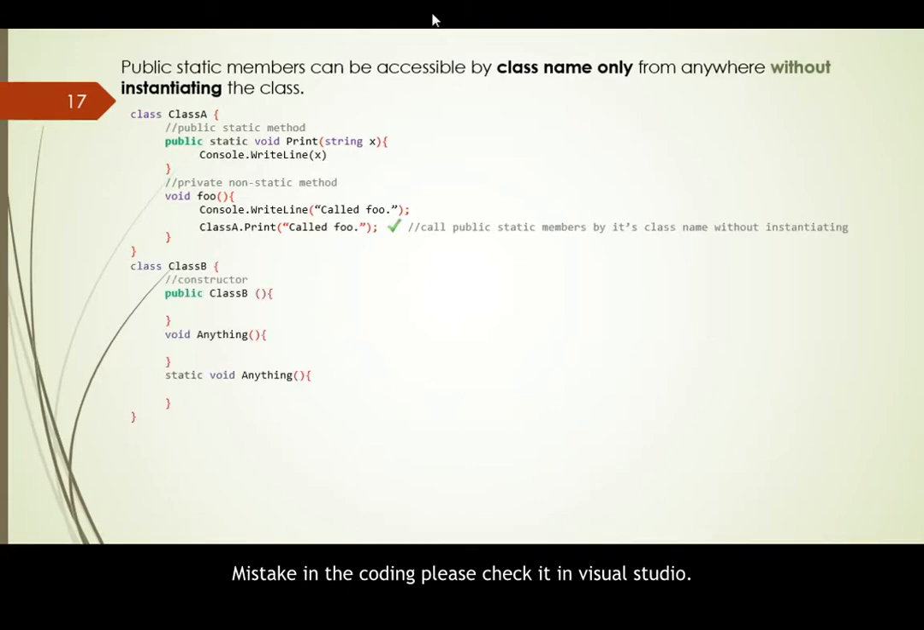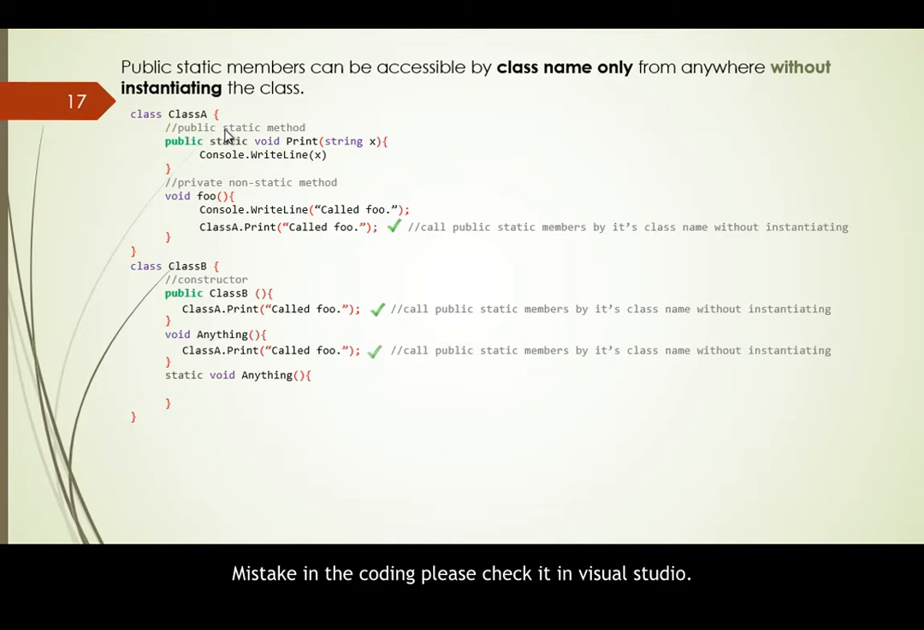Let's say we have another class B, and we have three places. One is a public constructor, which is assumed to be a public method, another is a private method, and another is a private static method. If we want to access the public static method of class A, what we can do is write the class name, a dot, and then call the method, and it will work just fine.